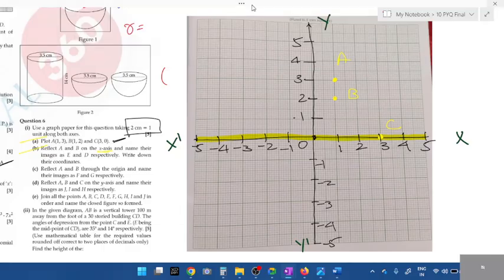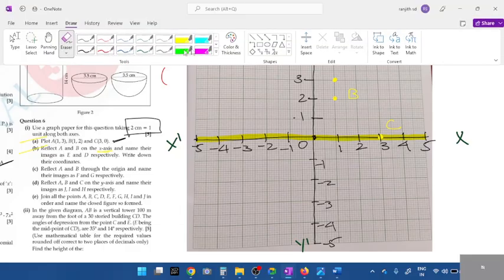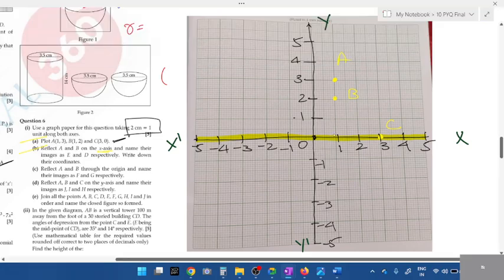The other way: what is the distance between the mirror and the point? How many boxes are there from the mirror to point A? 3 boxes. So from here, 3 boxes. Look at this, A dash. What about B? From the mirror to point B, how many boxes are there? 2. Same, from the mirror to this point, how many boxes? On the straight line, can you see B dash?